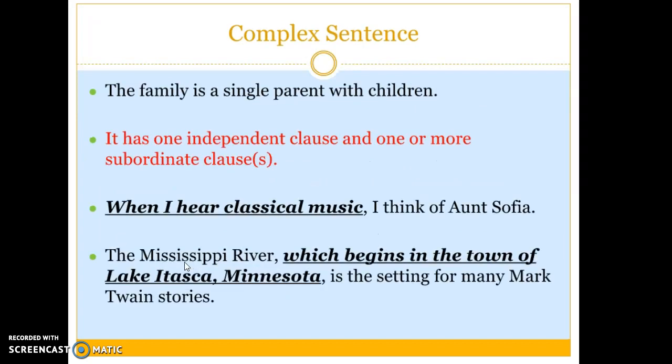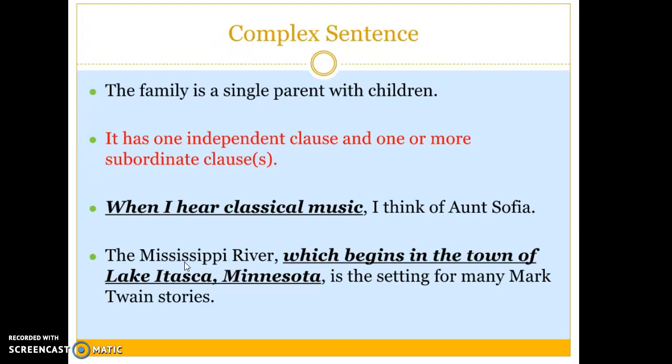The next sentence family that we have is called a complex sentence. And this family is a single parent with children, okay? So now we're bringing those subordinate clauses in. In a complex sentence, it will have one independent clause and then one or more subordinate clauses. So one or more children.